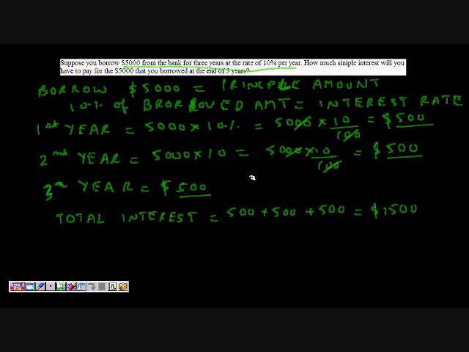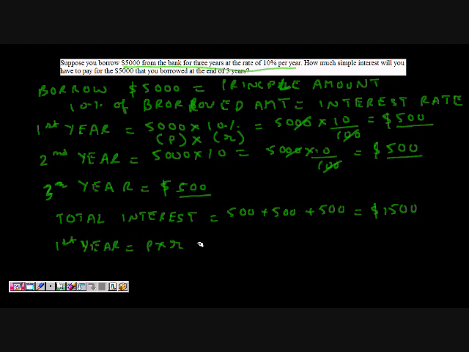Now, if you want to write this as a general formula for simple interest, we know that $5,000 is the principal amount, let's write it as P, and the rate of interest 10%, let's write it as R. So at the end of the first year, the interest will be P into R, so P multiplied by R.